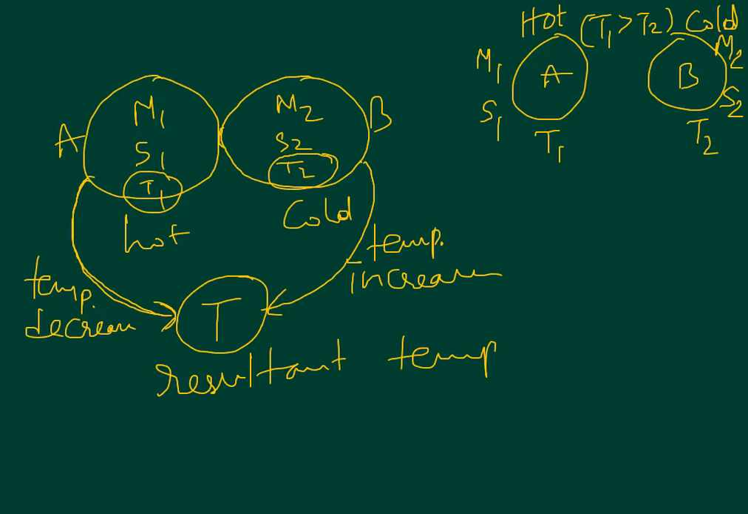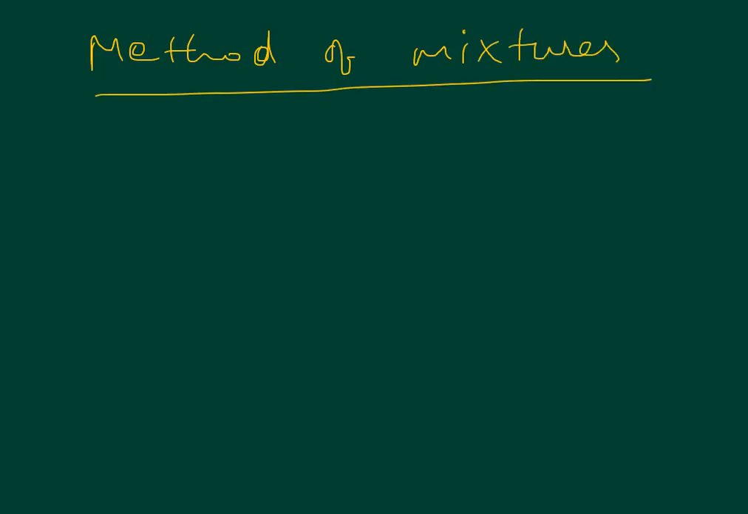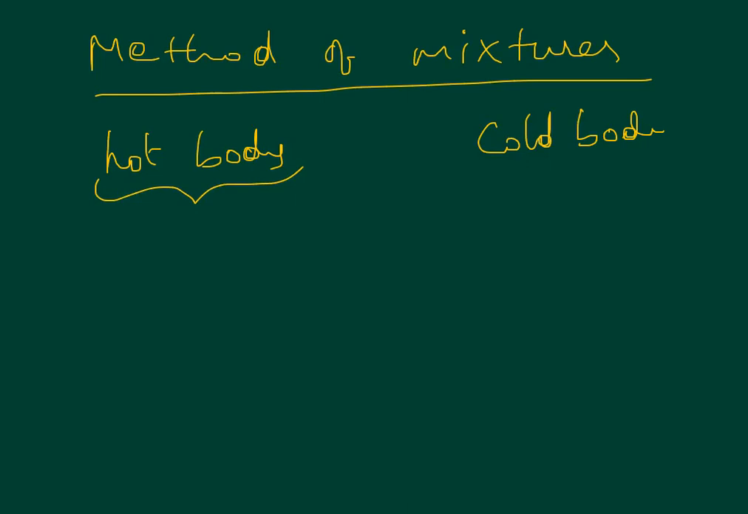Fine, we will go back to our formula, the method of mixtures. In the method of mixtures, we already said that heat lost by the hot body is equal to heat gained by the cold body. So how much heat is lost by the hot body? Heat lost by the hot body is equal to heat gained by the cold body.